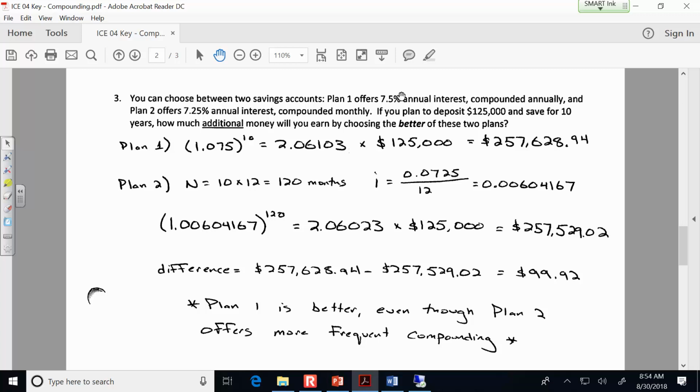If this other bank was saying, sure, we don't pay as much on an annual basis, but we compound more frequently, so you're better off, you can't just take that claim at face value. You'd have to put it to the test and find out how much extra money you could get going one place versus the other.